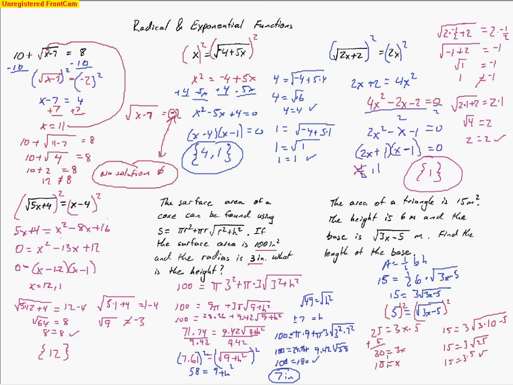So 10 is our value there, but it's asking for what the base of the triangle is. So we're going to go ahead and take that 10 and put it back into this formula right here. And so we do this square root of 3 times 10 minus 5. So be careful. Just because you find a value of x doesn't mean that's your answer. You still need to do a little more work there. 30 minus 5, well, that makes 25. And the square root of 25, well, that's 5. So 5 meters is our base of that triangle.